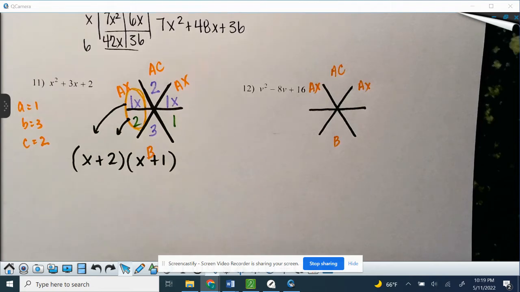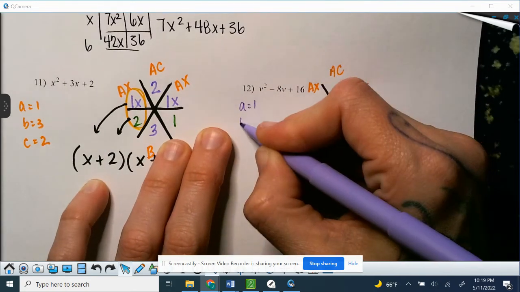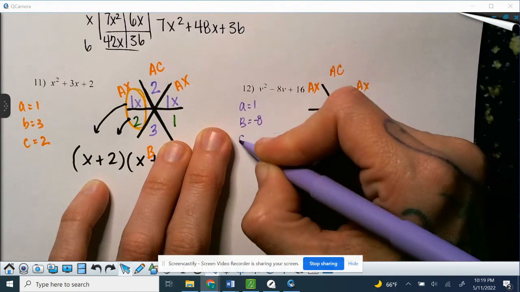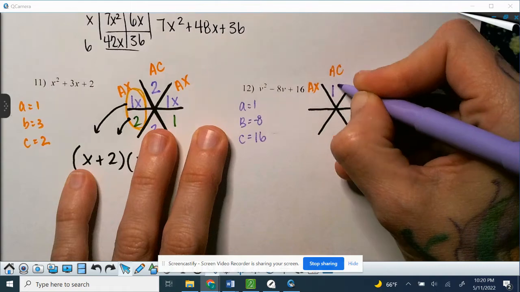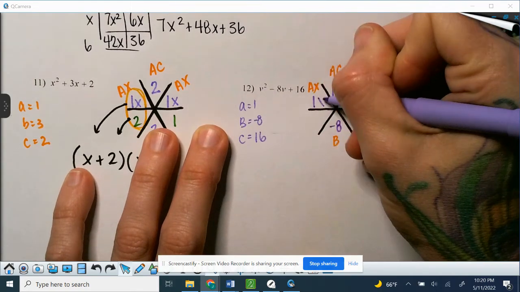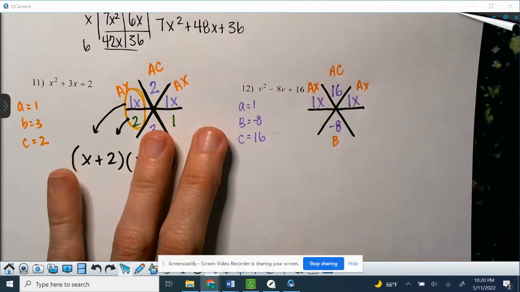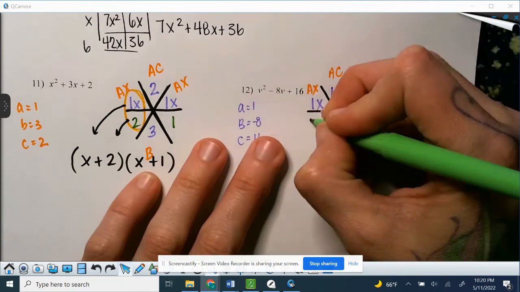So to fill this in, A times C, so A is 1, B is a negative 8, and C is 16. So A times C is 1 times 16, which will give me 16. B is a negative 8. AX is going to be 1x, 1x. What numbers did I multiply together to get 16 that will add or subtract from each other to give me an 8? And in this case, they have to be a negative 8. So hopefully we know that's 4 and 4.